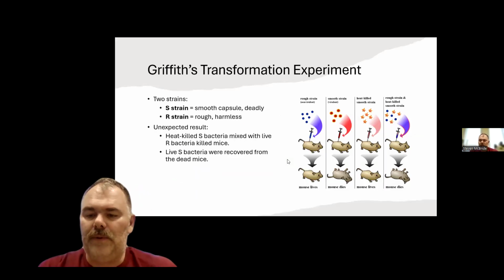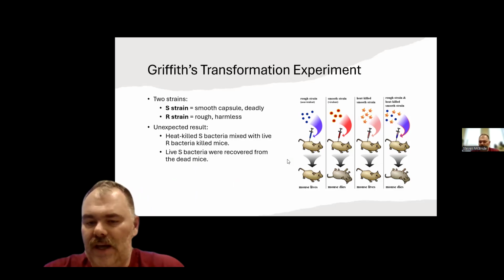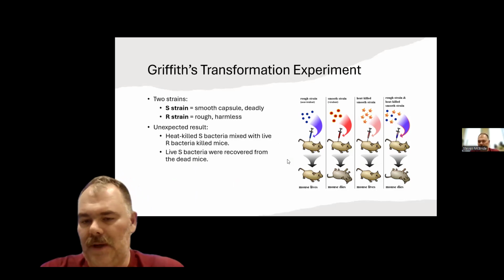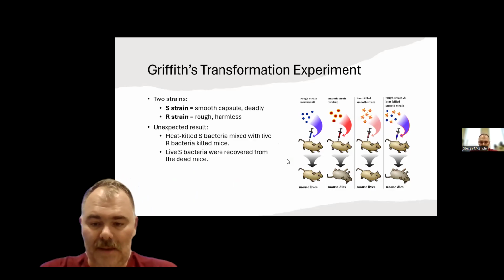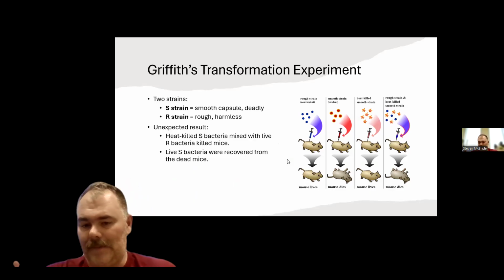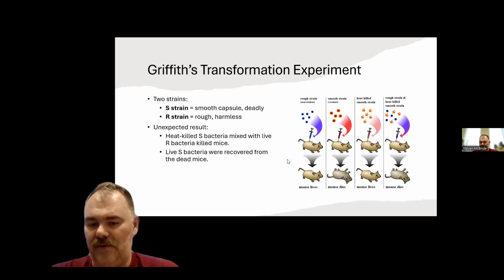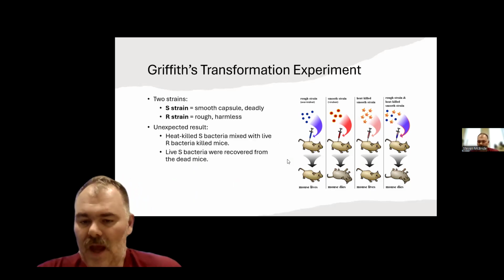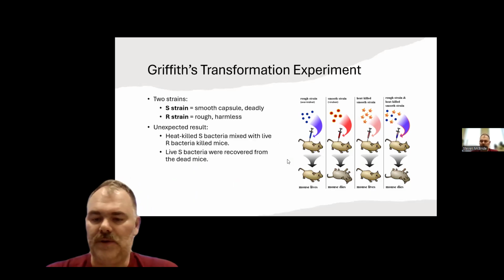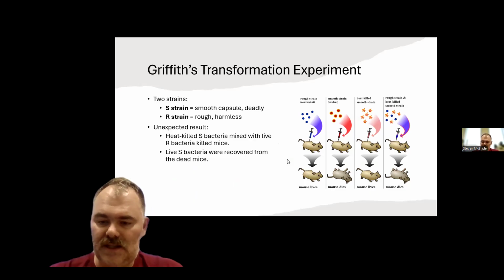So Frederick Griffith was studying bacteria that cause pneumonia. He worked with two strains of Streptococcus pneumoniae, the smooth strain or the S strain, which was deadly because it had a protective capsule. We talked about capsules before, and they can actually protect the cell from the immune response. And the rough strain or the R strain, which was harmless. Now notice the images on this screen. It's showing the different outcomes to the mouse.